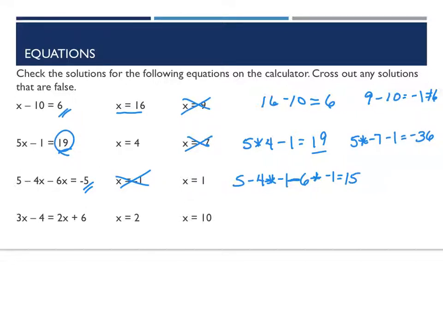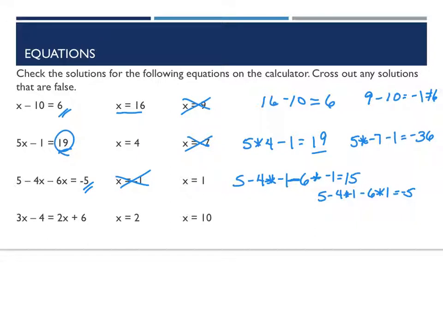If I want to check the 1, 5 minus 4 times 1 minus 6 times 1, that should give me an answer of -5. So +1 does work.